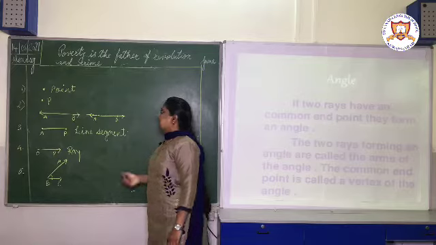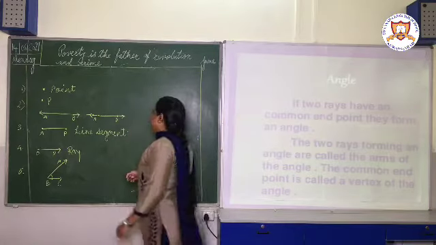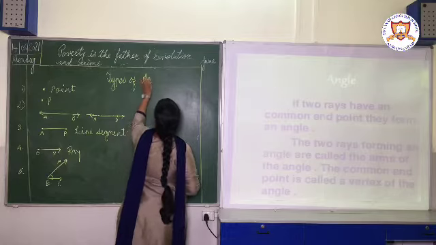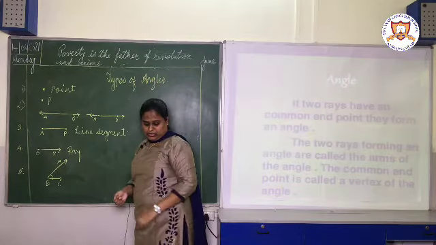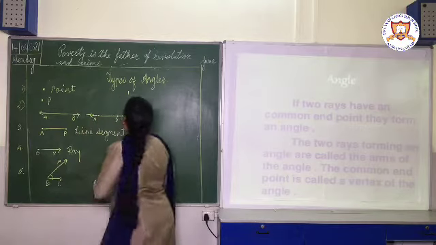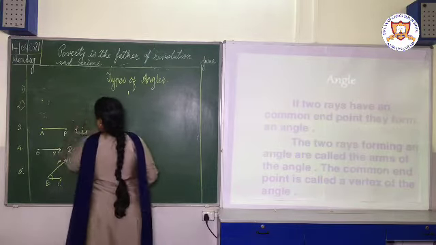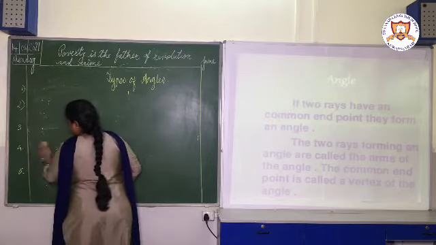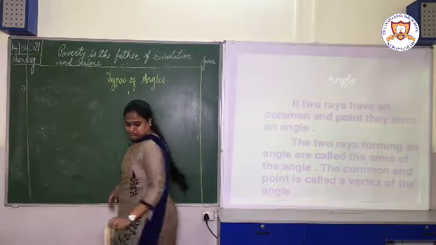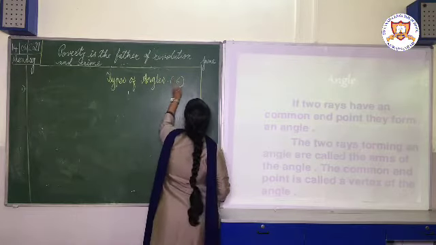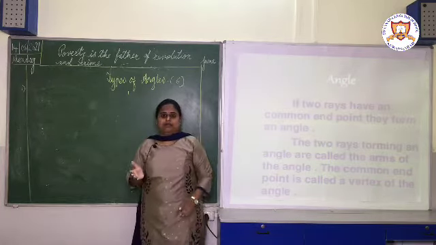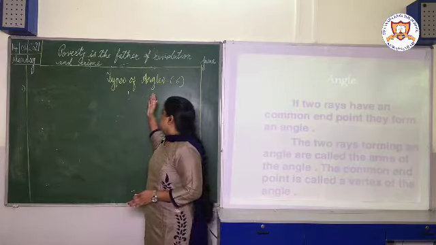Today we will start our topic: types of angle. Now children, depending on the arm's position, there are different types of angle. In total there are 6 types of angle. Depending on the arm's position, we can see the different types of angle.